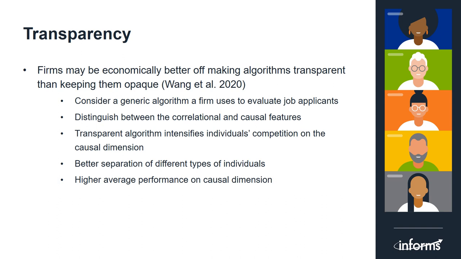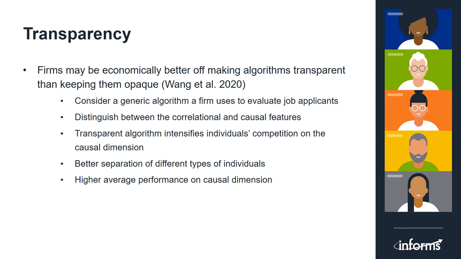In their model, a firm uses an algorithm to classify applicants into a high type and a low type. The input of the algorithm contains a set of causal features and a set of correlational features. Causal features are costly to improve and have a causal impact on applicants' ability, and correlational features are costless to improve, but they are correlated with unobservable causal features and therefore are predictive of applicants' ability. However, manipulating correlational features does not affect an applicant's ability.